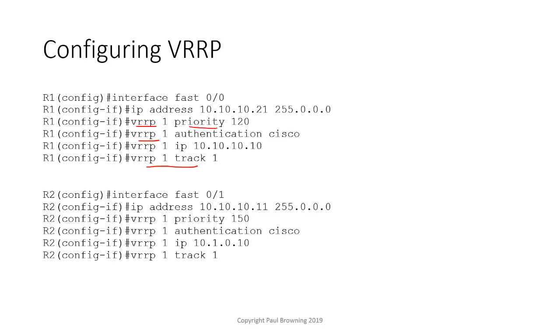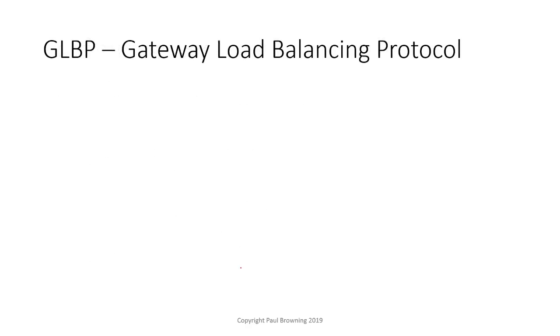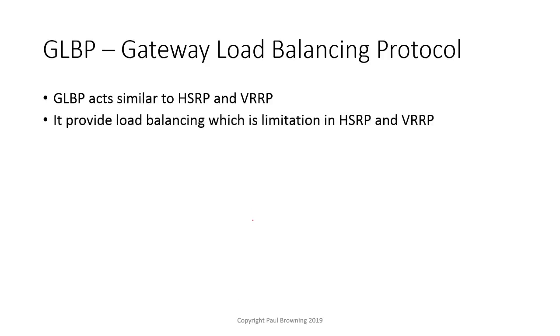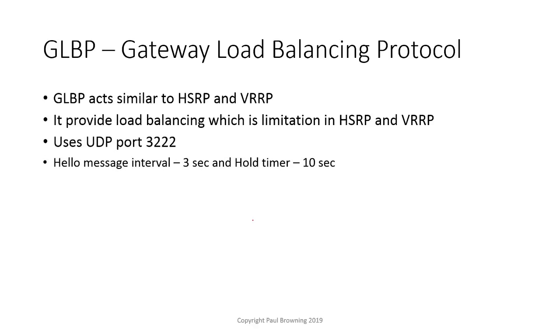Configuration, there's a difference here. This priority is 120, this is 150. I've got authentication on here. I don't think that's covered in the syllabus actually. Then finally GLBP, similar to HSRP and VRRP, provides load balancing, which is a limitation in HSRP and VRRP.